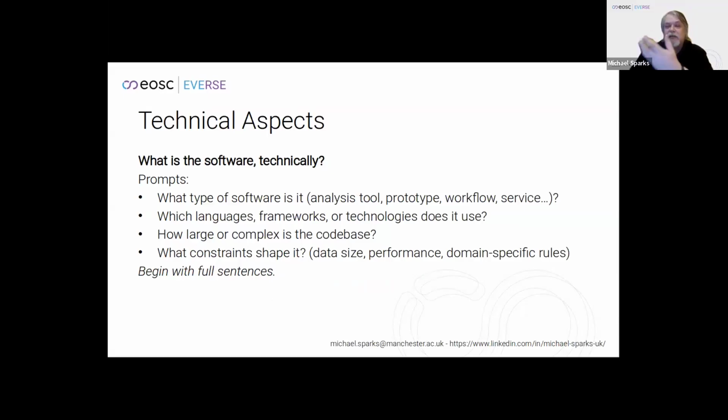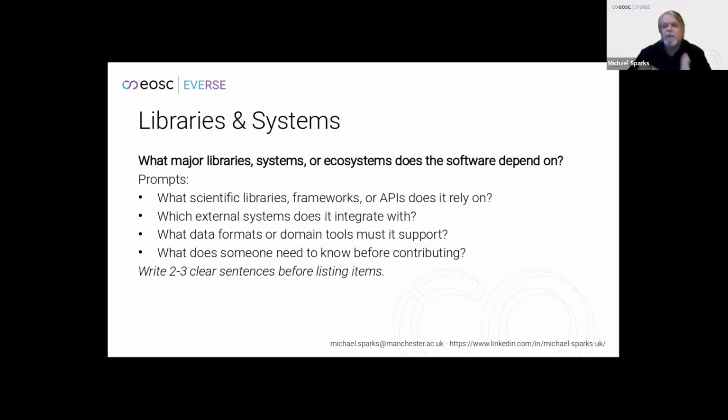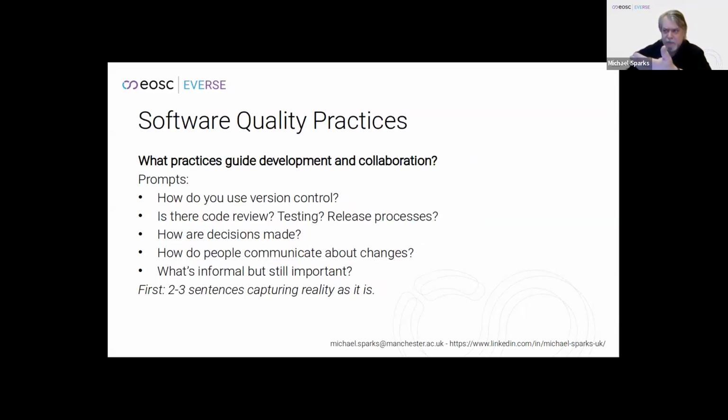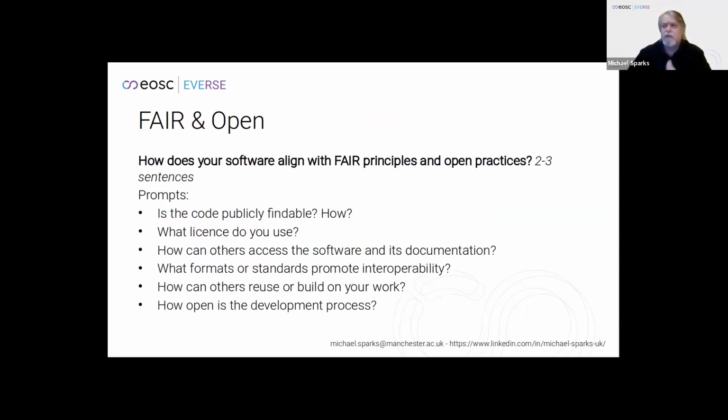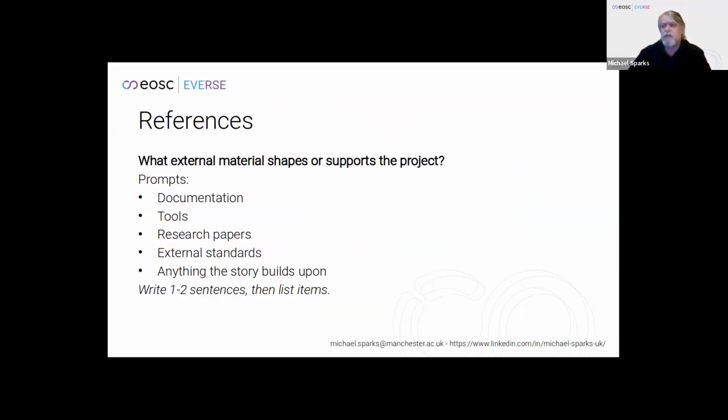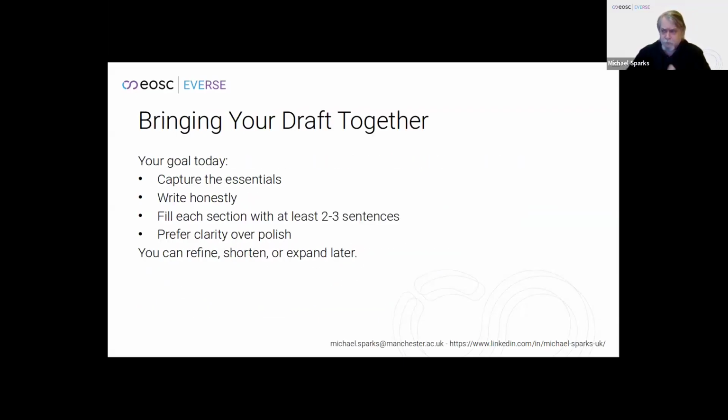The technical aspects, these are, again, a bunch of different questions, which are all going to be asked, and these are all the things that you need to think about when you're writing these sections. Again, libraries and systems, a collection of prompts and questions to think about. The same for software quality practices, developer community and tools, fair and open, documentation and sustainability, and references.